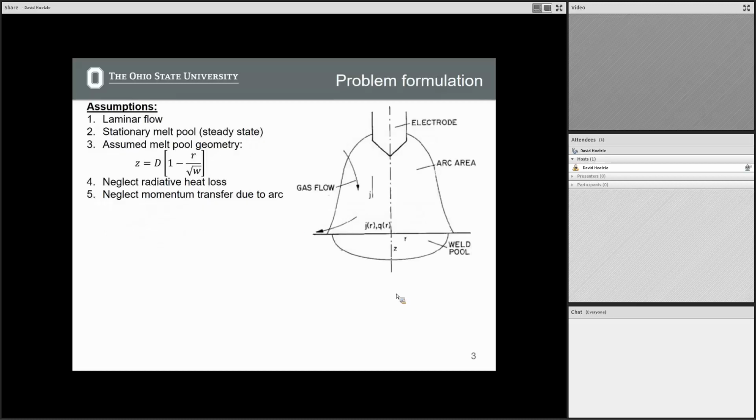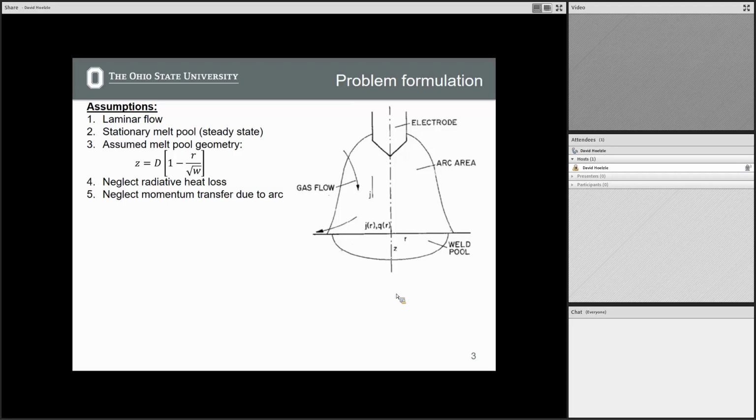So the model which they describe makes 5 key assumptions. The first assumption is that we have laminar flow within the melt pool. They call the geometry of the melt pool stationary. I can't actually figure out if they imply that the electrode is moving in a moving coordinate system. If you're talking about a steady state, the electrode is held at a fixed point over the melt pool. It's complicated, but it is at steady state.